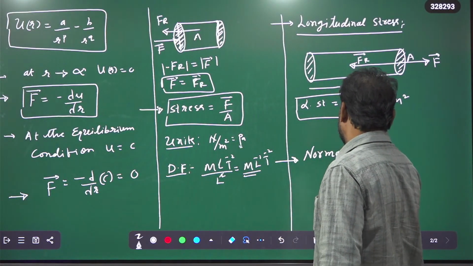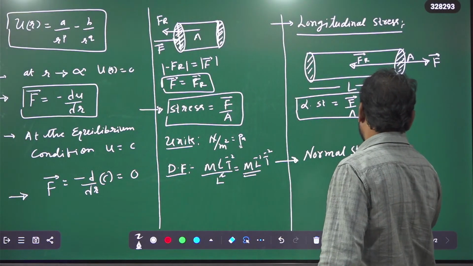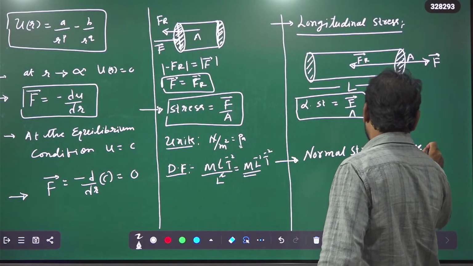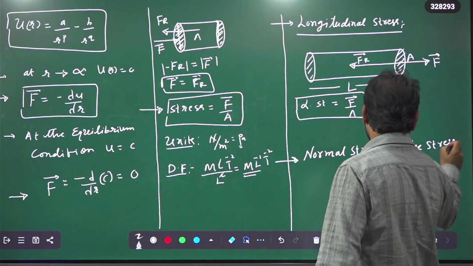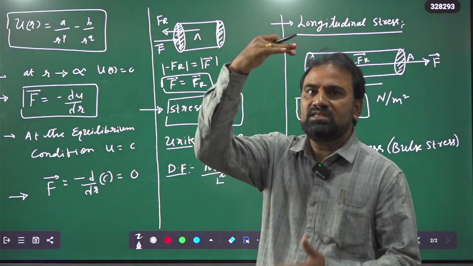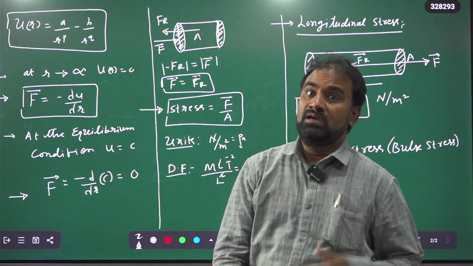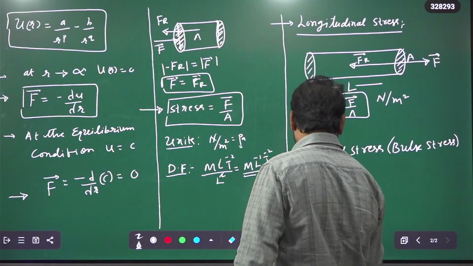Normal stress. This is also called bulk stress. So what is the normal stress? The restoring force acting normal on the surface of an object is called a normal stress, and this is also called bulk stress. I am representing it like this.